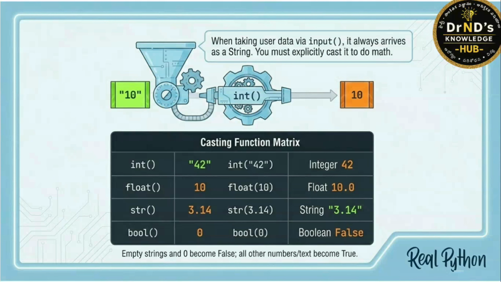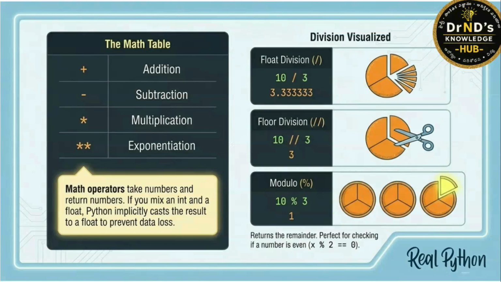Always remember one important point. The input() function always returns a string. Whenever you want to perform calculations, first convert the input using the int() function or the float() function.